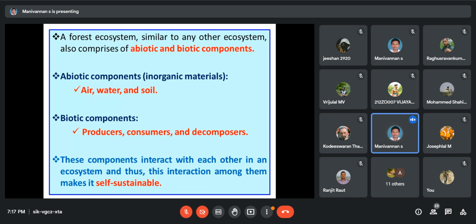What is an ecosystem? As already told, any ecosystem contains the abiotic factor plus the biotic factor. The combination of abiotic factor and biotic factor is called the ecosystem. Okay.